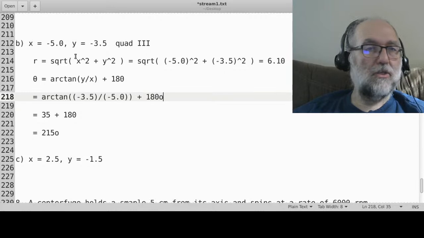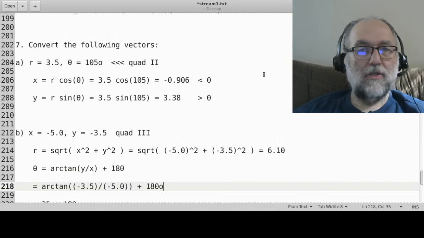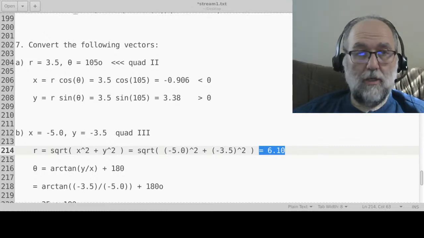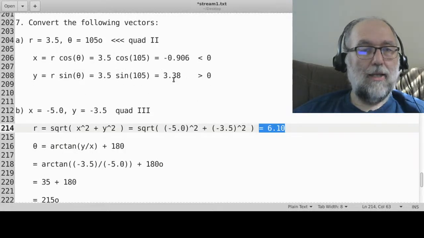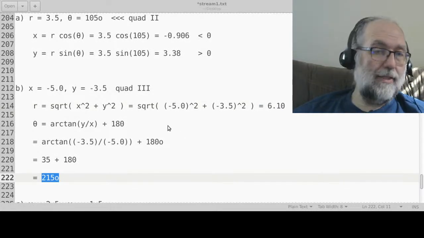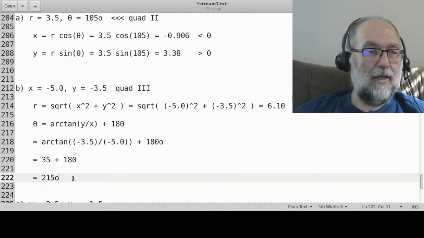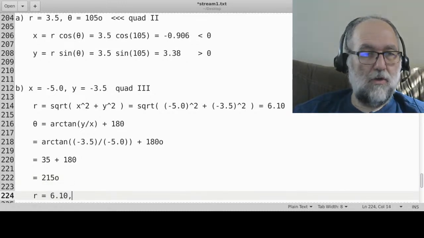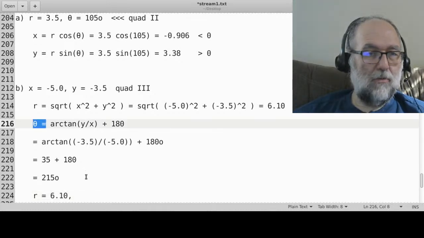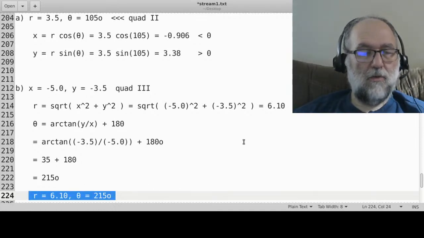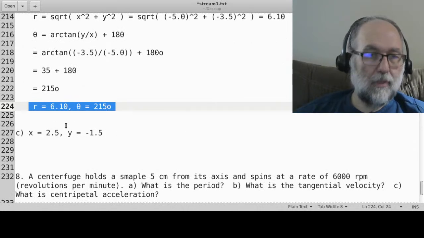So the answer is basically r is equal to 6.1, and theta is equal to 215 degrees. On the test, just like on the assignment, you would see r equals 6.10, and then theta equals 215 degrees, and you would see that as the correct choice.